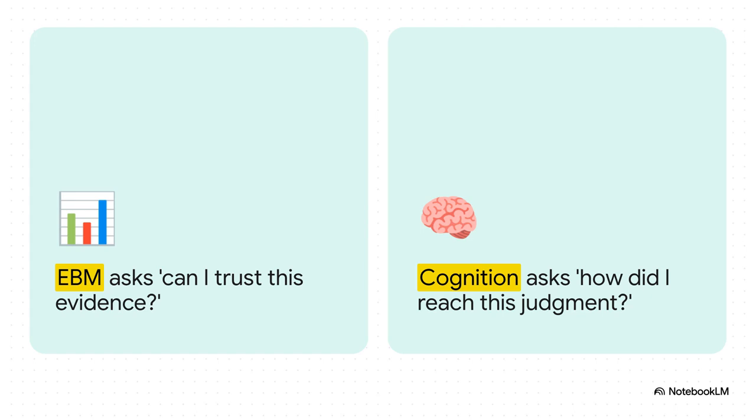Evidence-based medicine checks the quality of the materials, making sure the steel beams and bricks are perfectly sound. But clinical cognition? It checks the structural integrity and logic of the architectural blueprint itself. You can have the highest quality, most evidence-backed bricks in the entire world, but if your blueprint is flawed, that building is still going to collapse. You absolutely need both perfectly reliable evidence and a perfectly logical blueprint to save a patient.